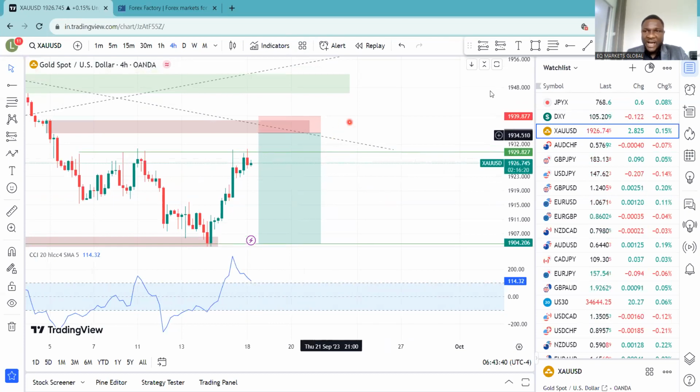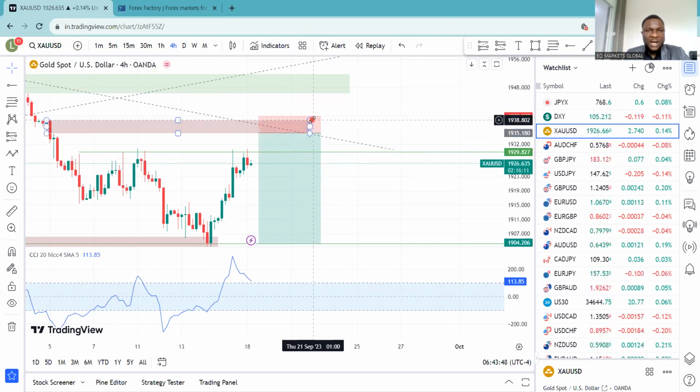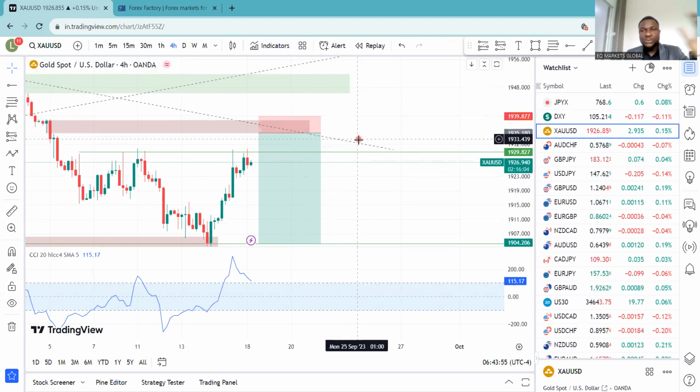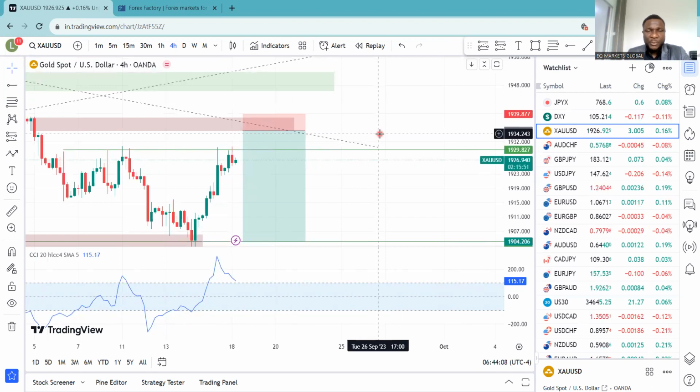All right, let me mark out the zones for you. So be finding a buy opportunity between 1935 to around 1939. Within this zone is where we can be looking out for a sell opportunity, rather. I said buy the first time, I'm so sorry about that. We can be looking out for a sell opportunity on gold. Find confirmations around those zones when prices come into those zones.